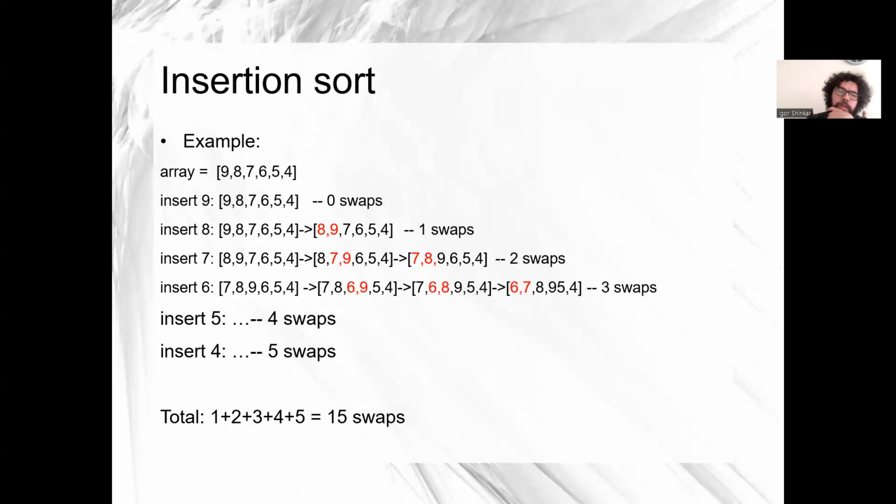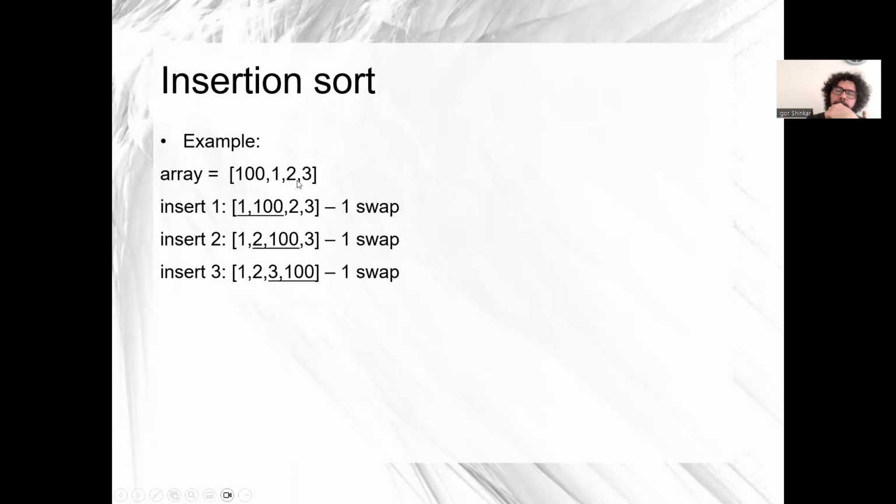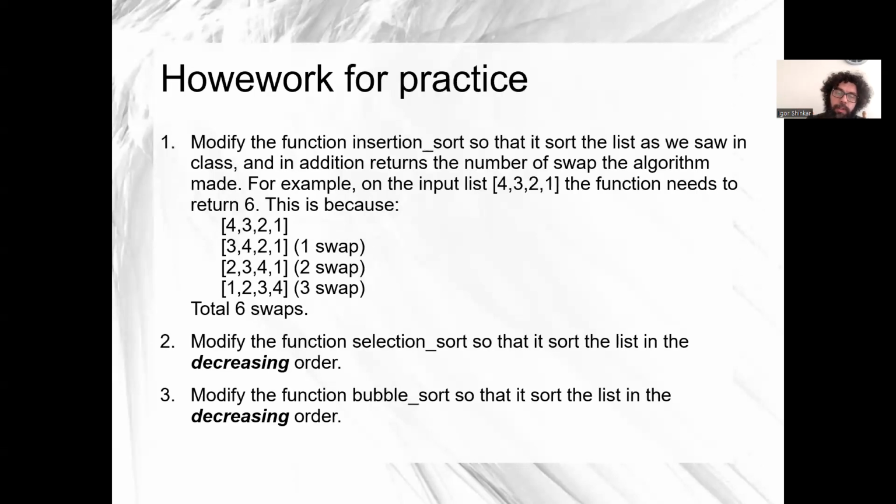Maybe another example of the insertion algorithm. Let's say this is my array. I start with 100, 1, 2, 3. First I swap 1 and 100, then I swap 2 and 100, then I swap 3 and 100. So in each iteration I make exactly one swap.